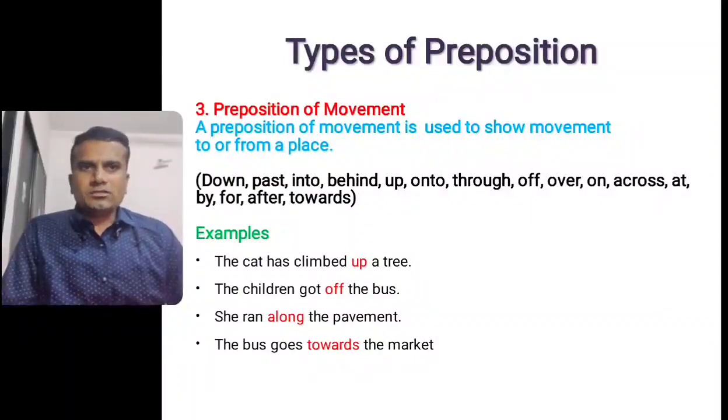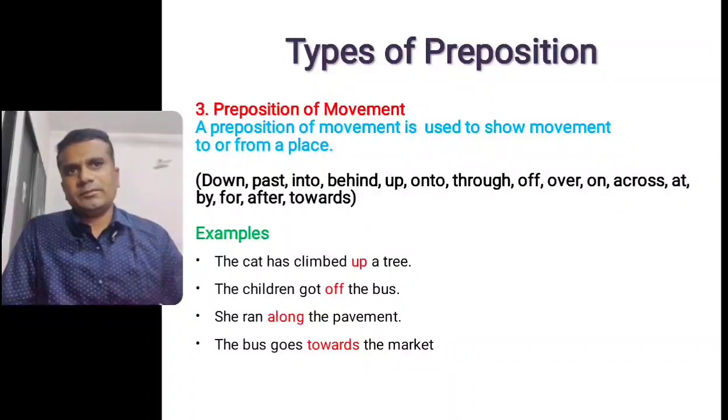She ran along the pavement. Here, along is the preposition of movement. And finally, the bus goes towards the market. Here, the direction of the bus is shown. Means, prepositions of movement are used to talk about the movement to or from a particular place.